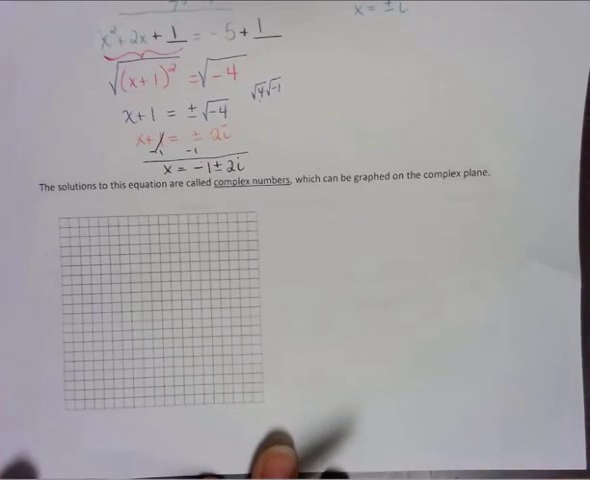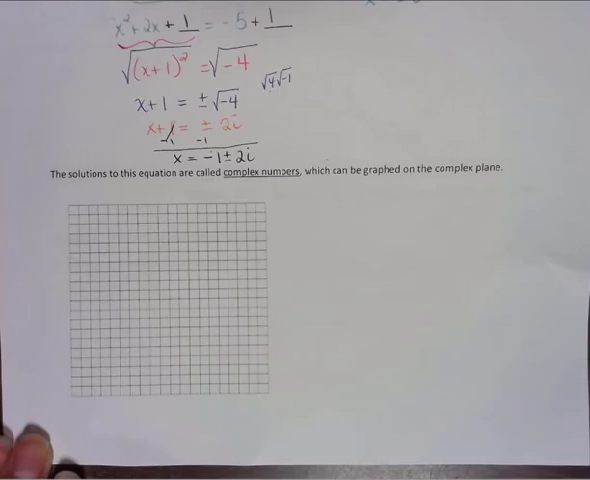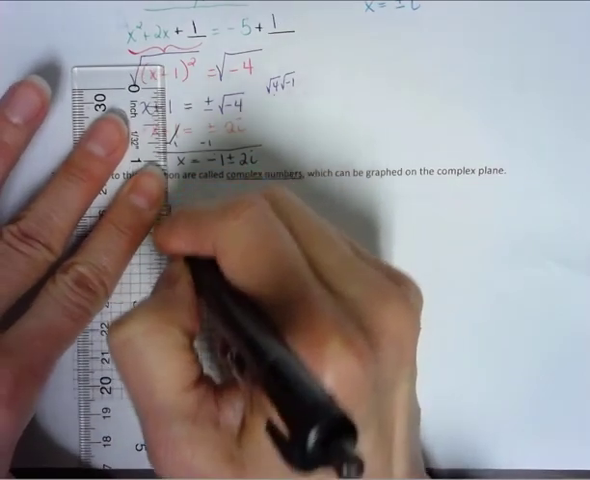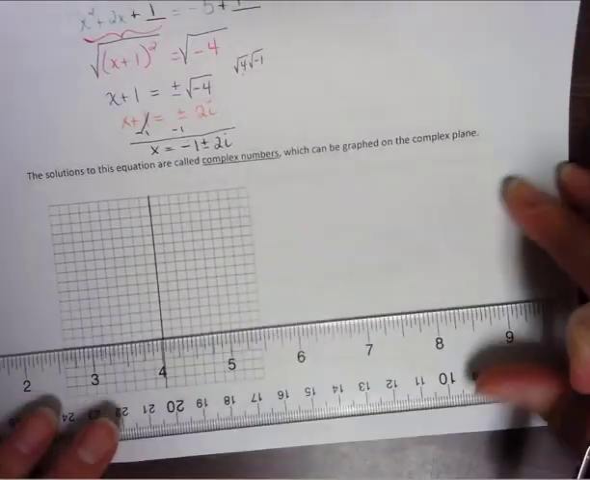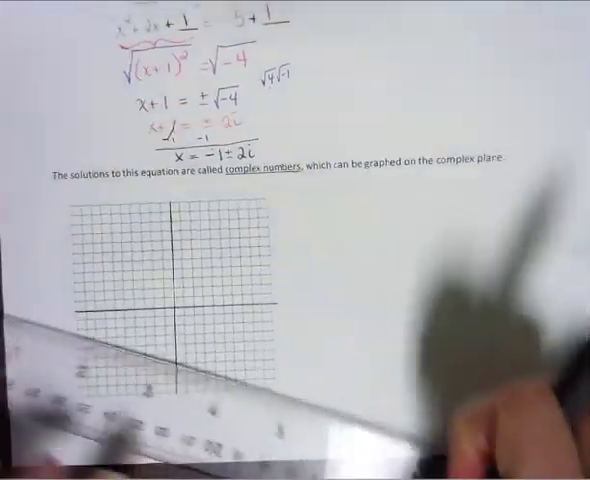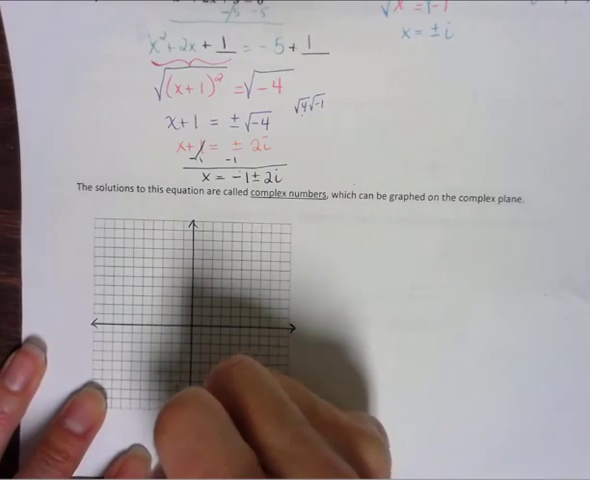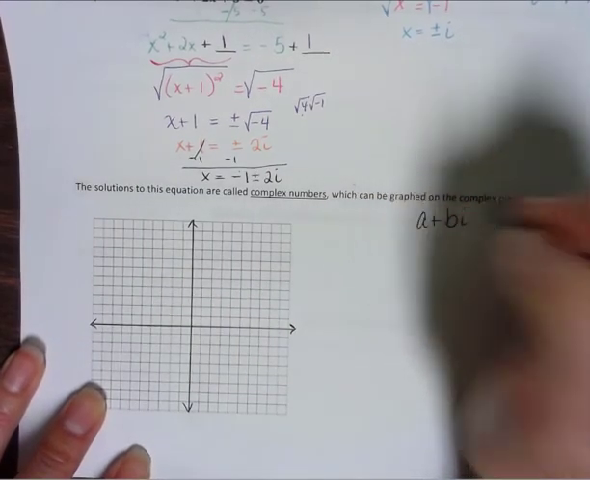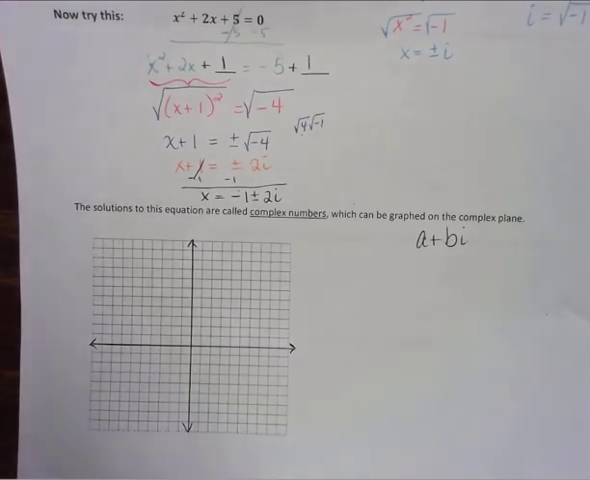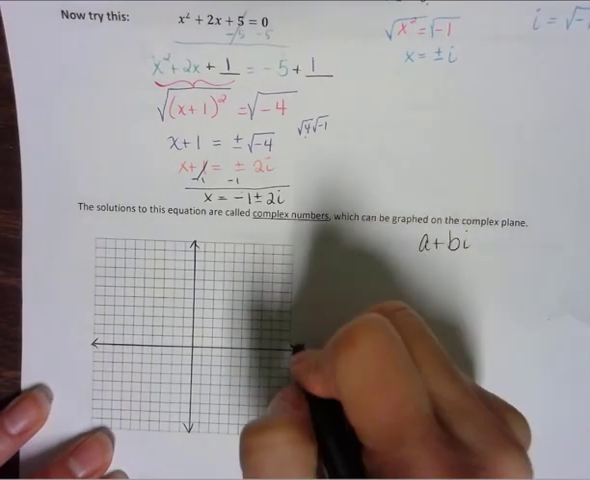Okay, the last thing I want to talk about is the fact that you can graph complex numbers, and you would graph them in what they call the Argand plane, and it looks very similar to the regular XY plane. So you would go ahead and draw your axes, and we're just going to rename our axes. So complex numbers are in the form a plus bi, where a represents the real part and the imaginary part is represented by the bi.